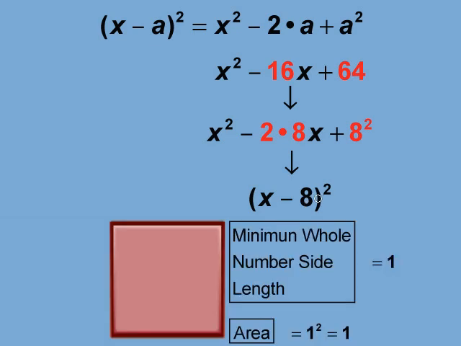When x is equal to 8, the area is 0. So the next whole number amount for x is 9, which makes the side length 1. The area is also 1.